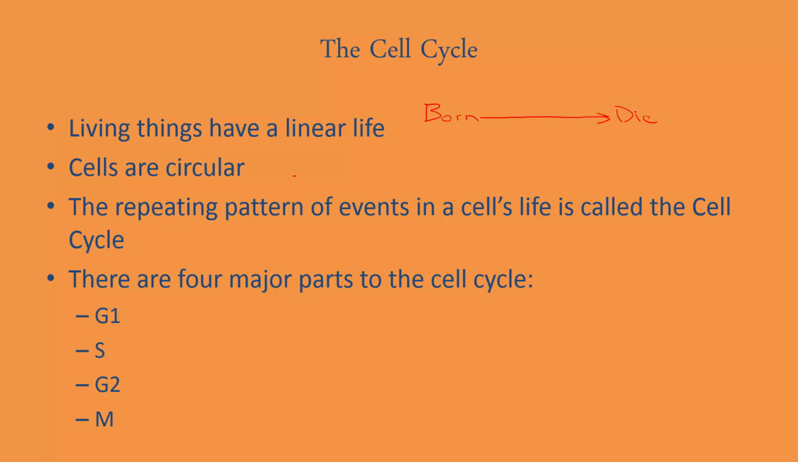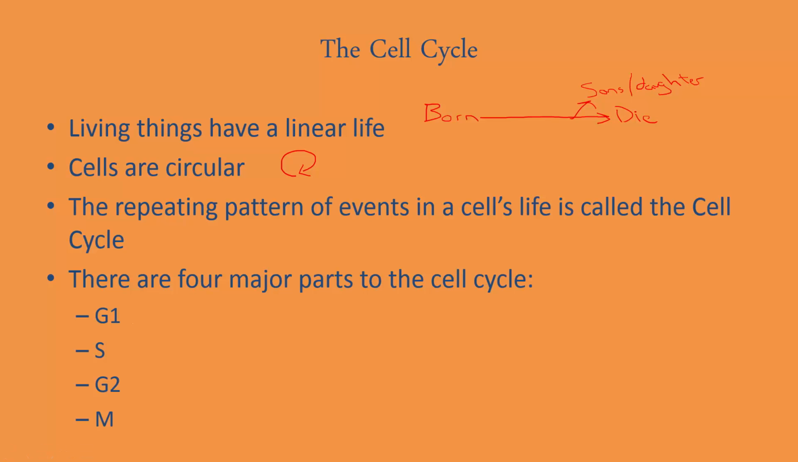Cells' lives, however, are circular and cycle in nature, and it's a repeating pattern. So the repeating pattern of events in a cell's life is called the cell cycle. So our lives, we're born, we die. Hopefully in here we have reproduction, so we'll have sons and daughters. But a cell continues to have this cycle, this life cycle, very circular in nature.